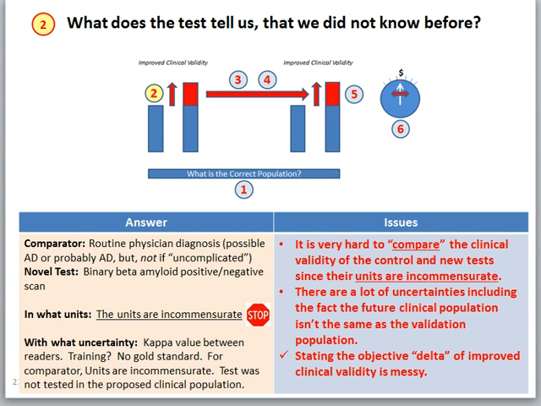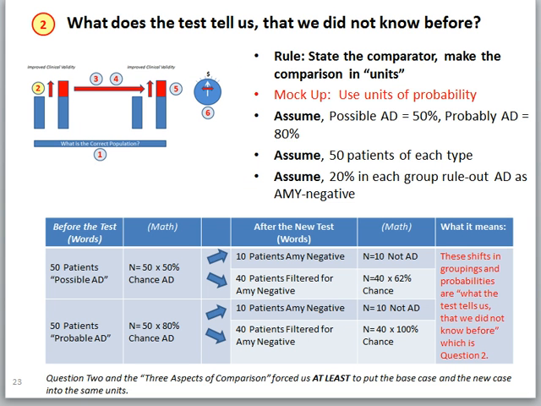There seem to be uncertainties, including the fact the clinical population isn't the same as the validation population that was used in the studies, like the autopsy studies. And so stating the objective delta of the improved clinical validity, that's this little red up arrow, saying exactly what that red up arrow is, has gotten pretty messy. However, I'm going to insert another slide here.